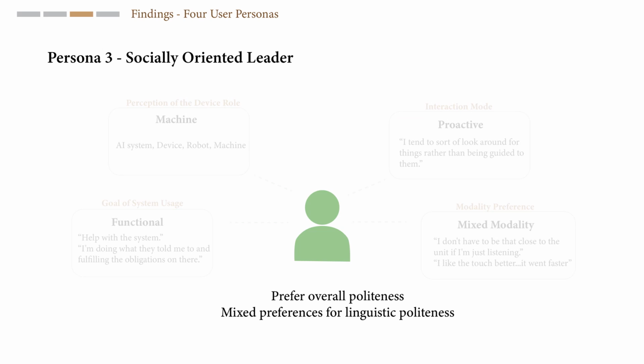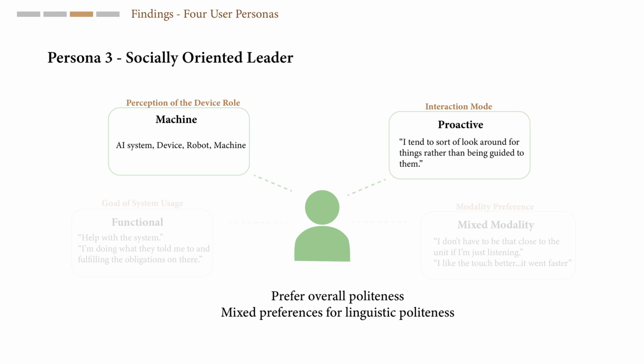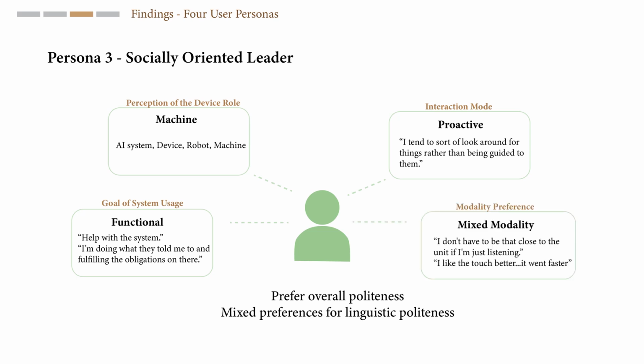The third persona, socially oriented leader. They have a positive view towards the overall polite system and have mixed views on linguistic politeness. They view the system as machine and described it using words such as AI, robot, device, and they prefer to lead the interaction rather than being guided by the system. They have functional goal in using the system, often to fulfill the study requirement. And lastly, they have mixed preferences towards modalities.